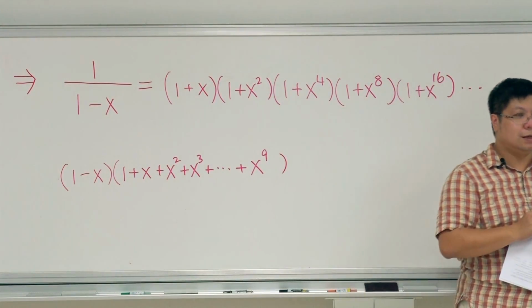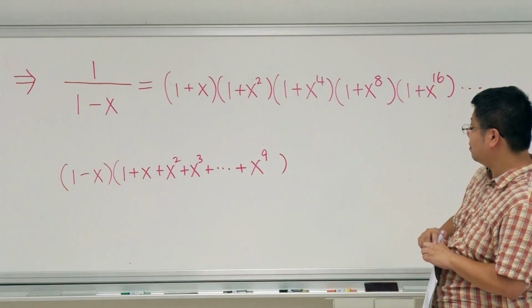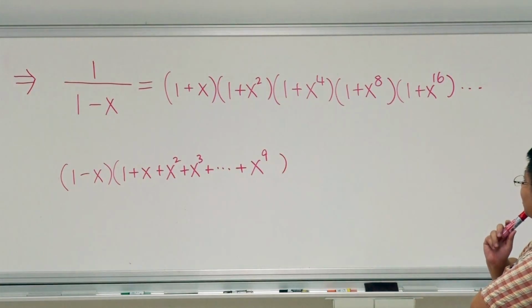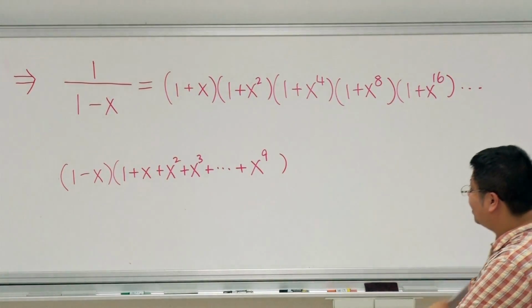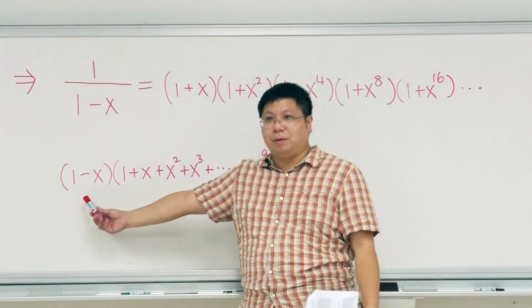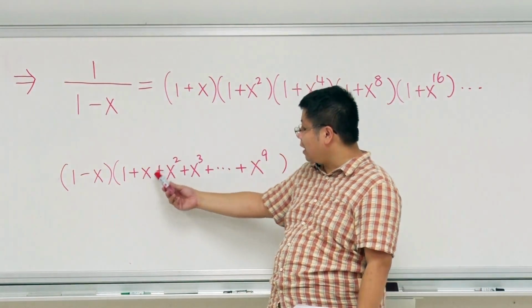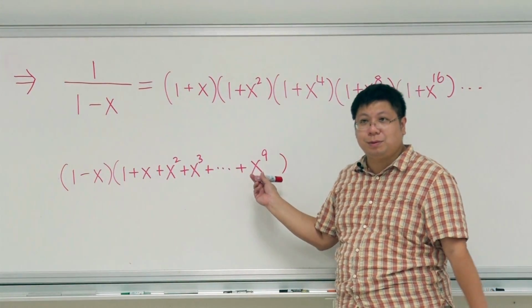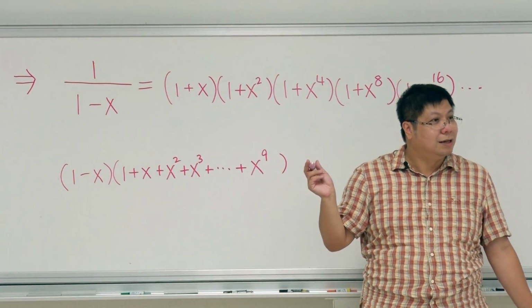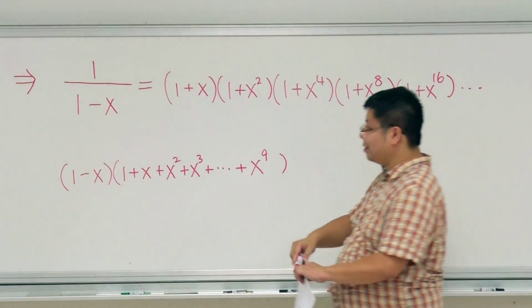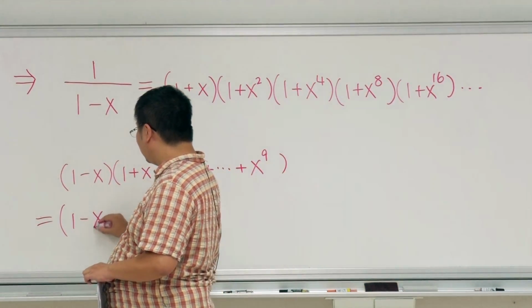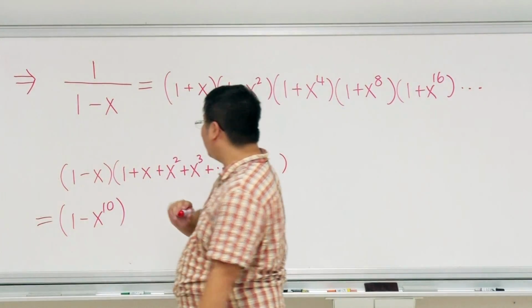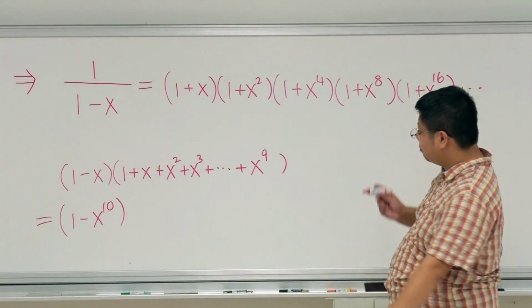So what is? Did I make a mistake here? Let me see. 1. Yeah. So what is the value of this one? 1 minus x multiplied with 1 plus x squared plus x cubed up to x to the power 9. What is it? Yes, very good. So this is equal to 1 minus x to the power 10. Am I correct? Is that okay?